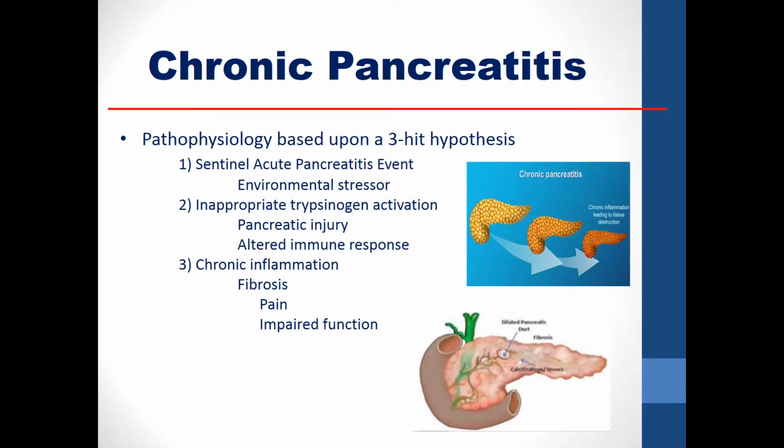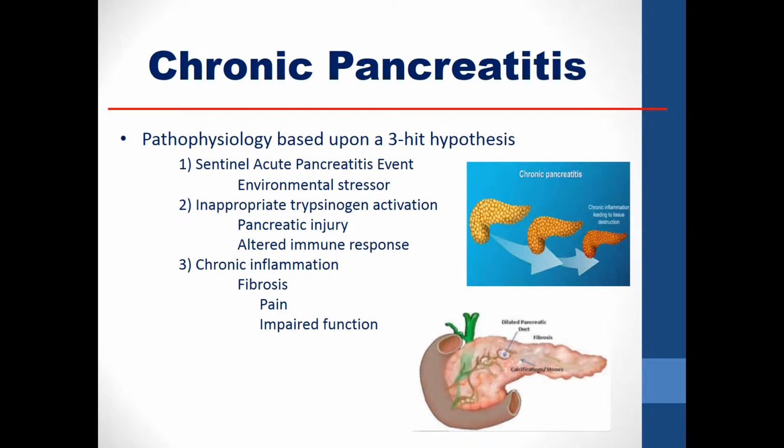And it's really, as with all inflammatory diseases, a three-hit hypothesis, which begins with the sentinel acute pancreatitis event. This is usually triggered by some environmental stressor, but can certainly be genetic. And then, of course, there's an inappropriate upregulation of inflammation within the organ, and that leads to an overabundance of pancreatic injury and an altered immune response that continues this injury pattern, leading to chronic inflammation.